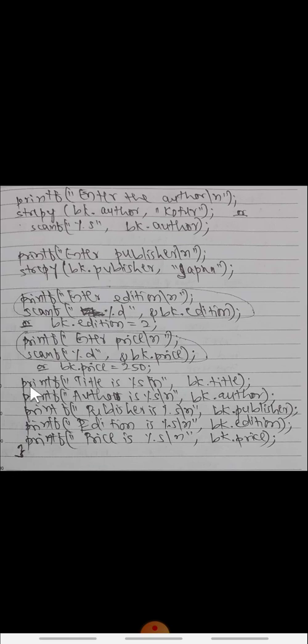Now we will print one by one all these values. Printf title is percentage s, which is nothing but bk dot title, and author is percentage s, that is bk dot author. Publisher is also percentage s, bk dot publisher. Edition is percentage d, bk dot edition. Price is percentage d, which is again bk dot price, and here we will close the main function.